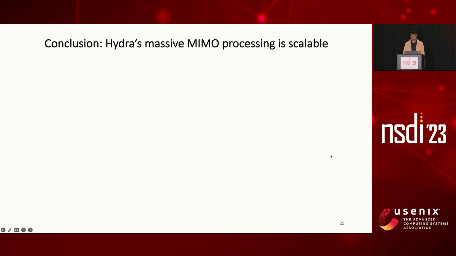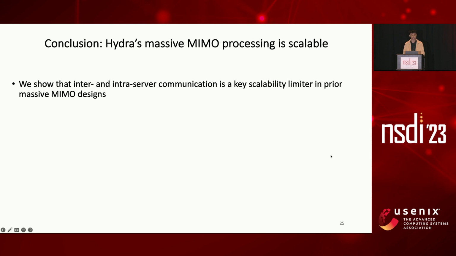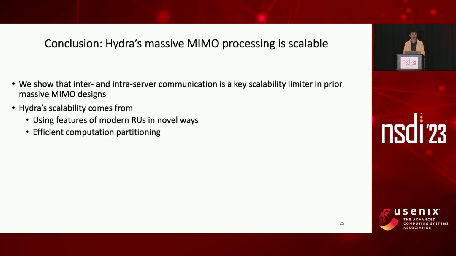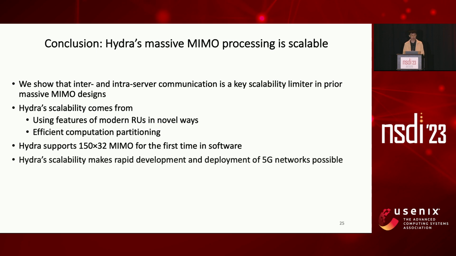So here is the conclusion. In this presentation, we show that inter- and intra-server communication is a key scalability limiter in prior massive MIMO designs. Hydra's high scalability comes from using the features of modern RUs in novel ways, and it also efficiently partitions the computation across different servers to reduce the inter-server communication overhead. So Hydra supports 150 × 32 MIMO for the first time in software. And we believe that Hydra's high scalability makes rapid development and deployment of 5G networks possible.